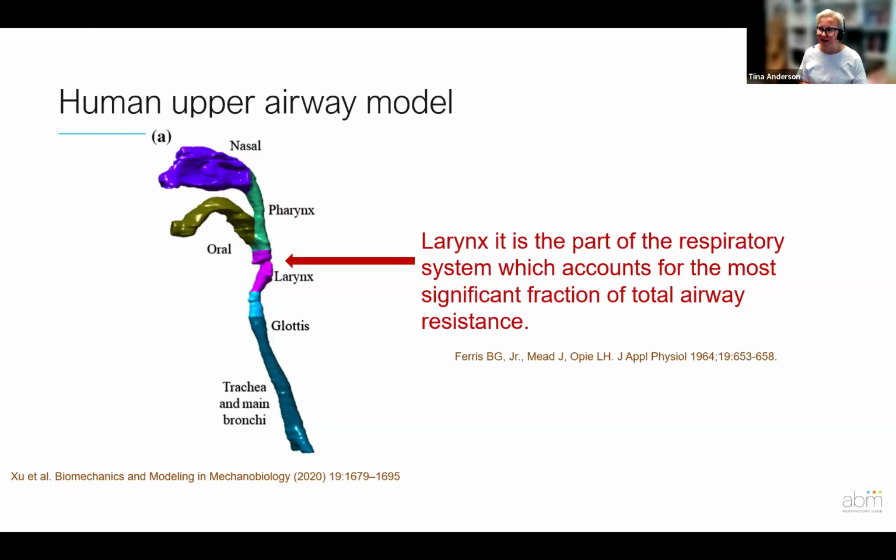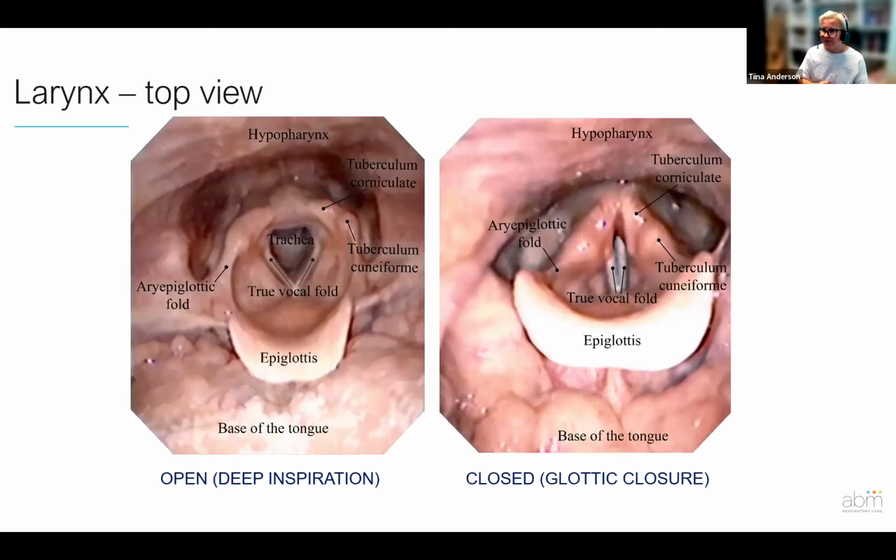It's part of the respiratory system which accounts for the most significant fraction of total airway resistance. Otherwise, the upper airway is not just a tube, which we often assume if we run studies with, for instance, test lungs. We think the upper airways are just a little narrow tube, but they're not. It's more like a cavity of very different structures, both rigid structures and soft structures. So keep this in mind.